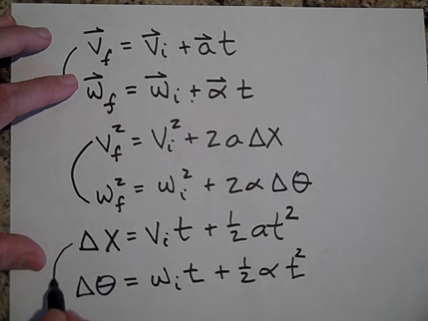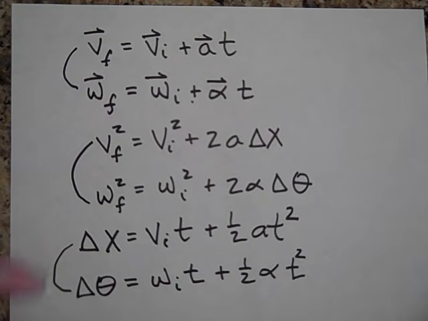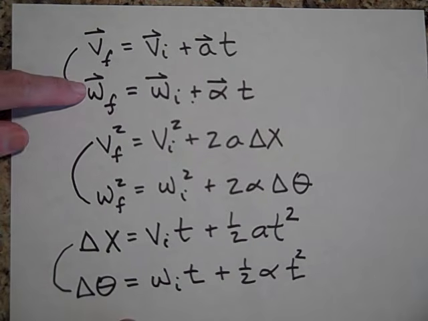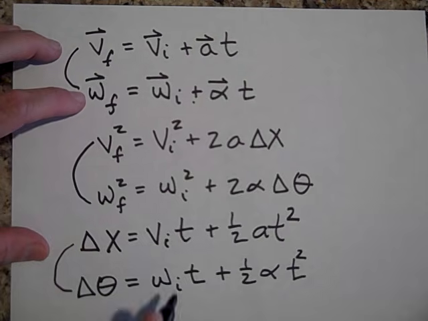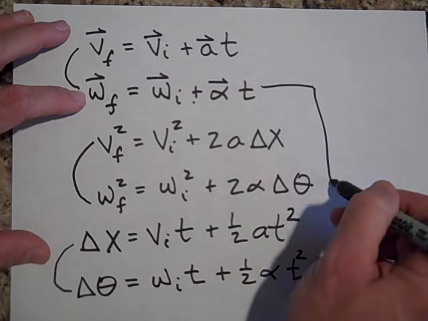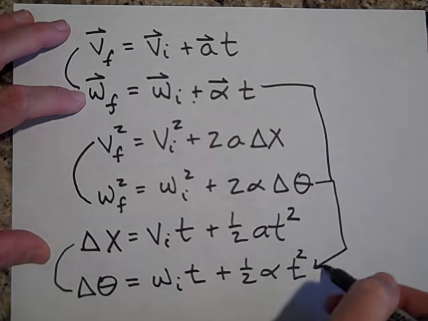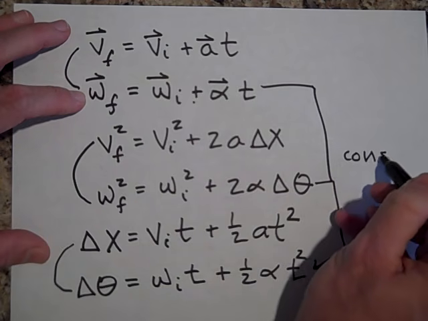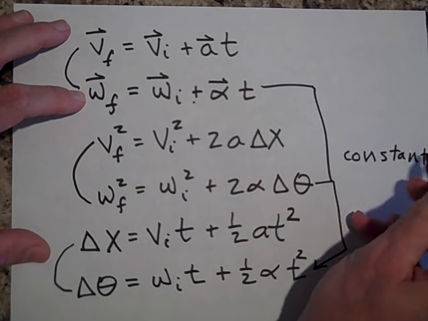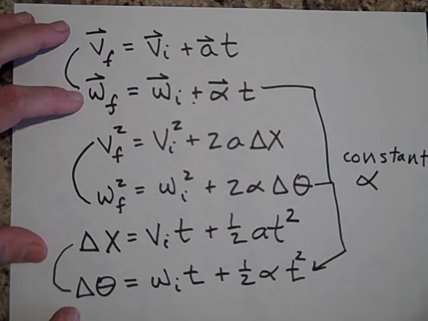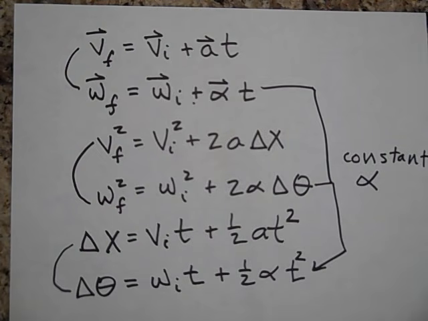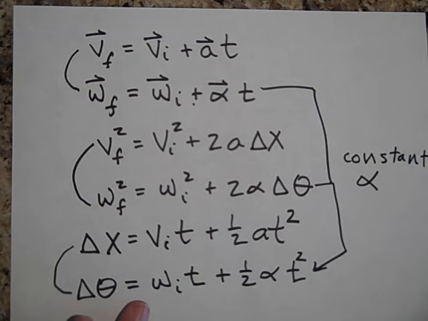So these are the kinematics equations. Now you can only use these for constant alpha, just like the other ones. Okay, well, this is going to take me another video to talk about, so I'll see you in a bit.